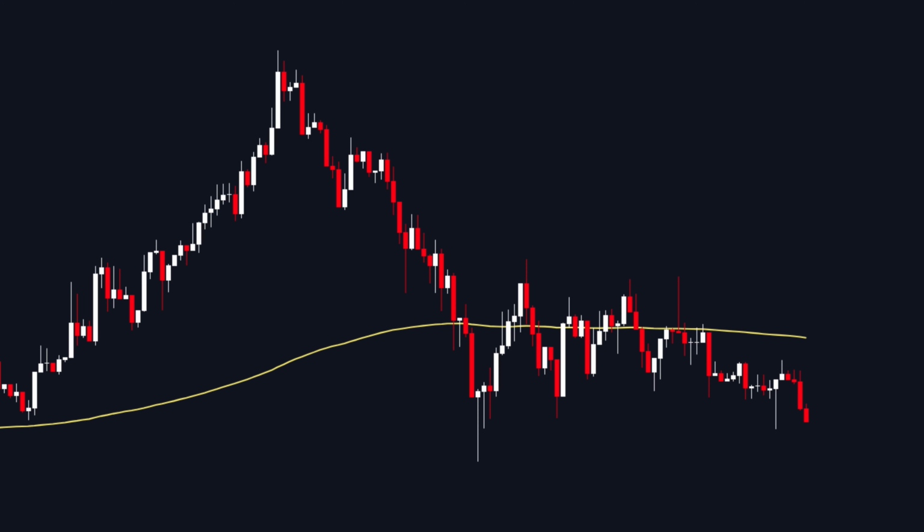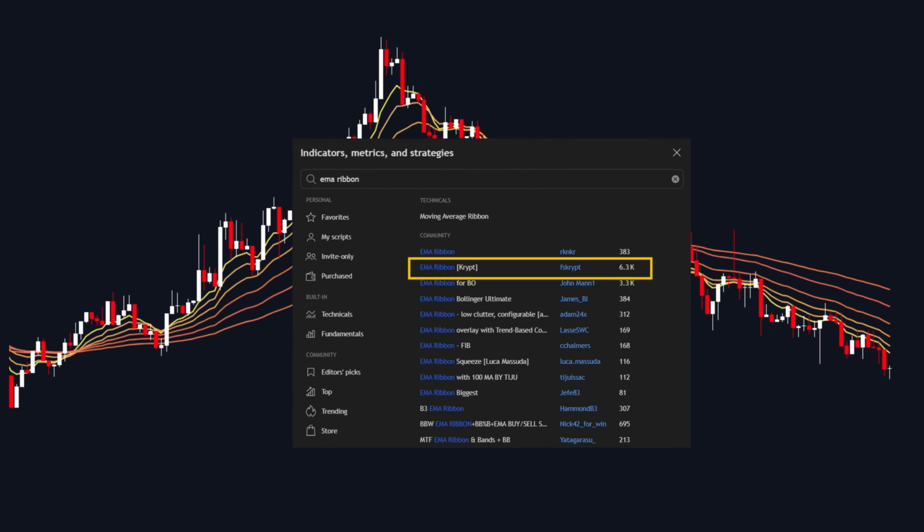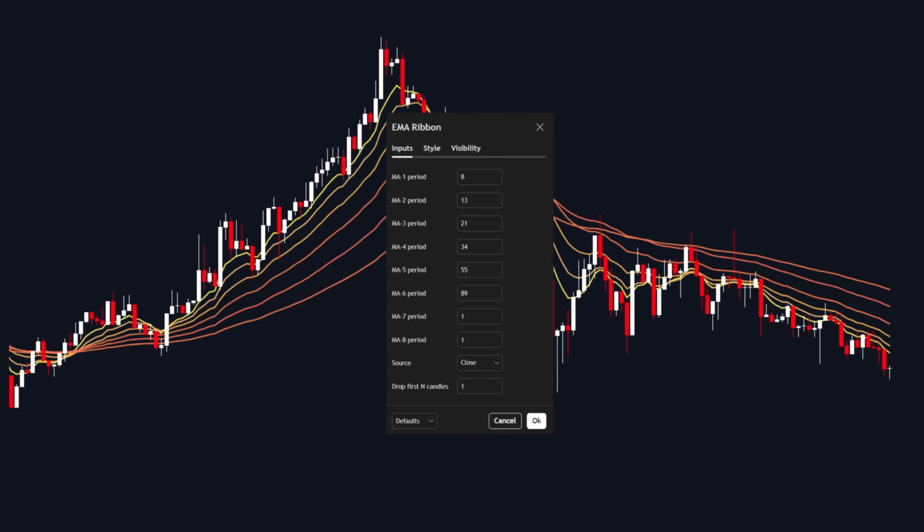Watch what happens when I transform this chart. Same price action, but now instead of one static line, I've built a ribbon of 6 exponential moving averages. For these you can use one indicator, EMA ribbon. Yeah, this one here. Now set the averages to 8, 13, 21, 34, 55, and 89 EMA. These aren't random numbers. They're Fibonacci-based, which means they naturally align with how institutional money flows through the market.